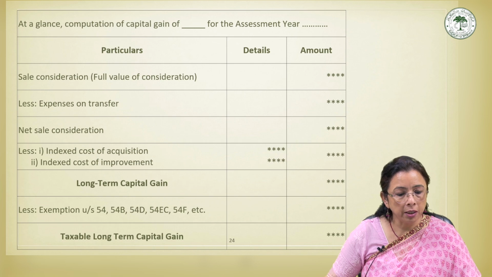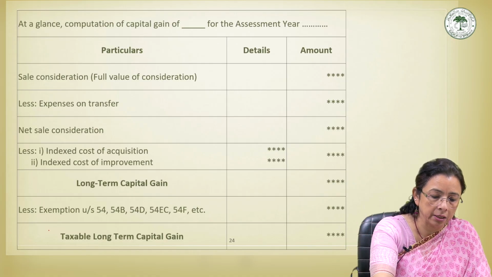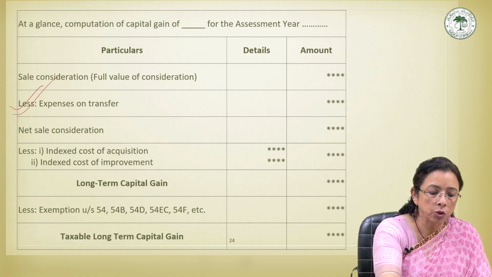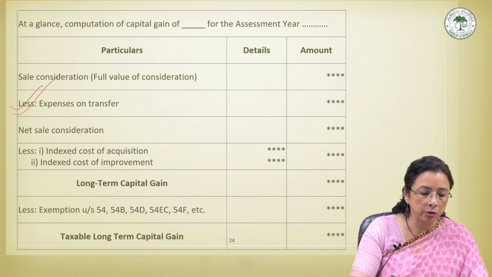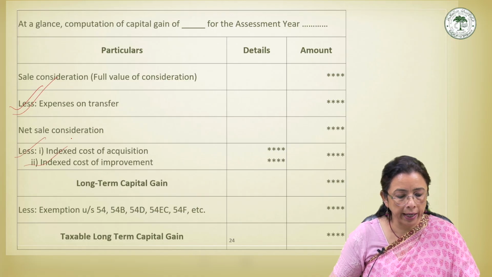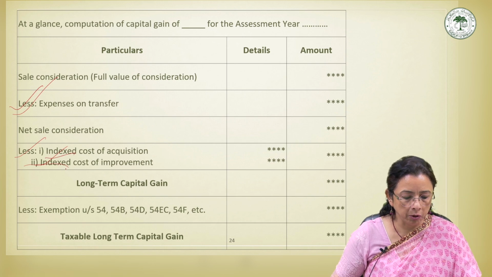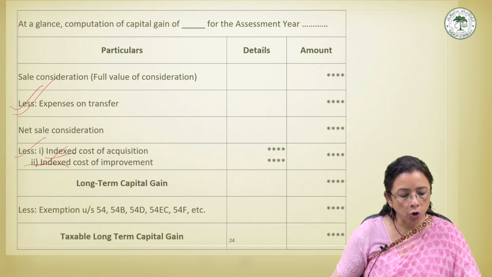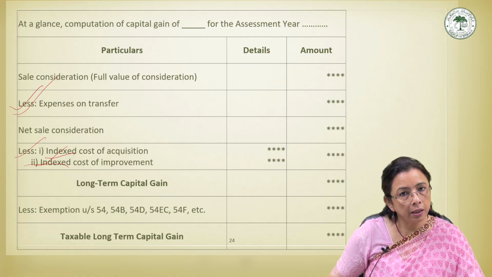So this is the formula for any capital gain, long or short term. Sales consideration, FVC, minus expenses on transfer, we get the net sale. Always remember the sequence: first we have expenses on transfer, then we have the net sales. From this net sales, we go for COA and COI, indexed, and we get the long term gain. Finally, we deduct all the exemptions that are there, and we get the taxable long term capital gain. Okay.